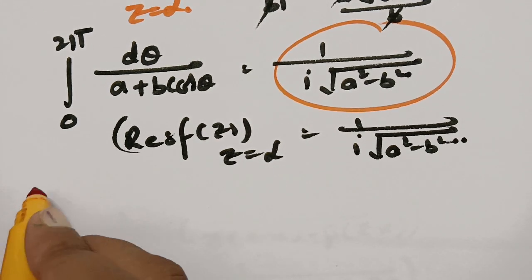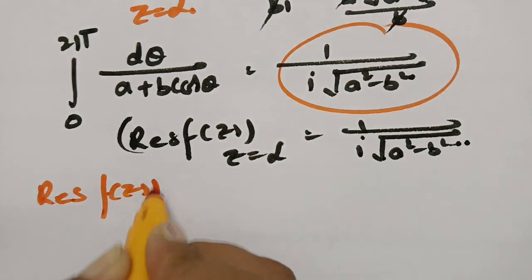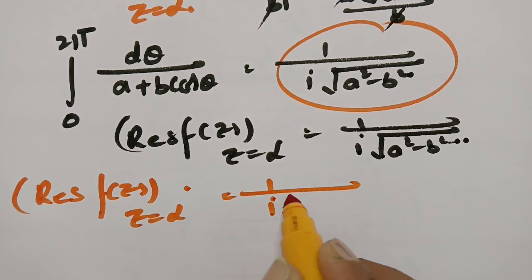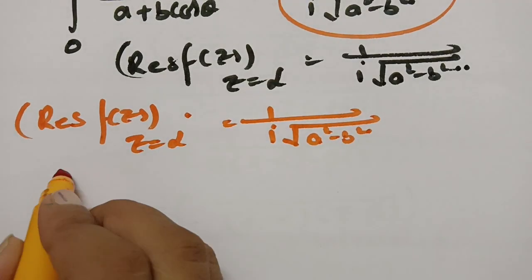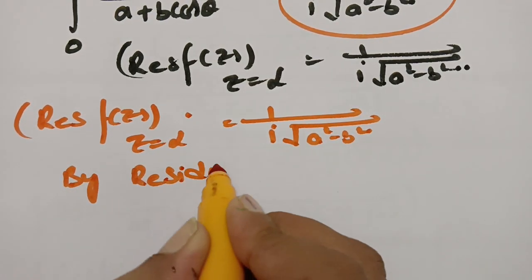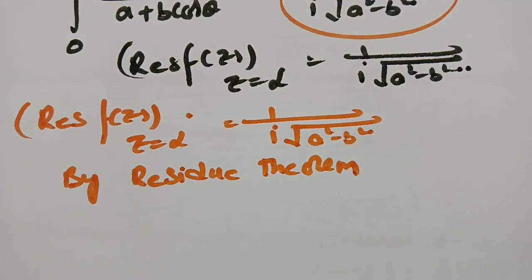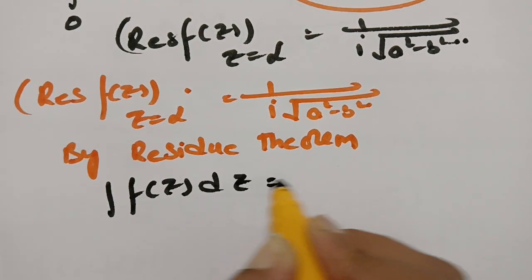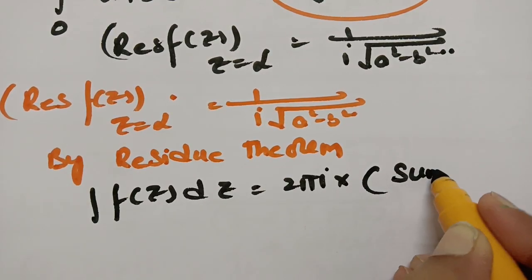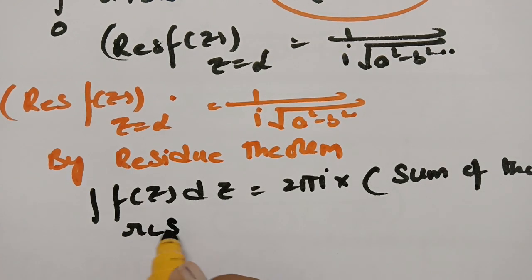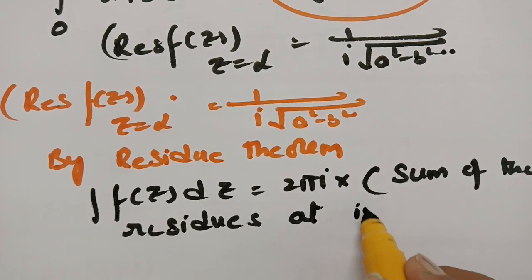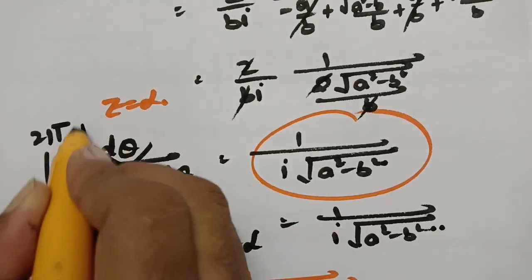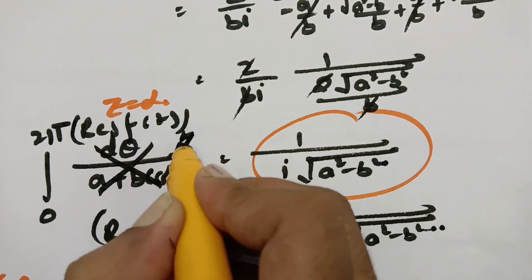So what is the residue theorem? The residue of f of z at z equal to alpha is 1 by i times root over a square minus b square. By the residue theorem, what does this theorem state? It states that the integral of f of z dz is nothing but 2 pi i into the sum of the residues at interior poles. So this is nothing but the residue of f of z at z equal to alpha.